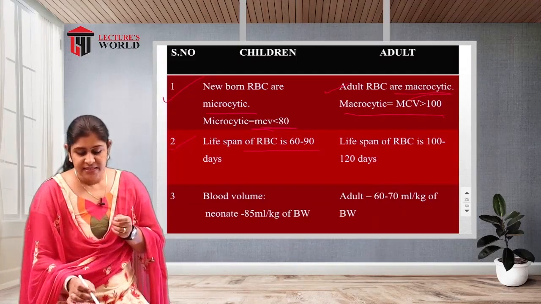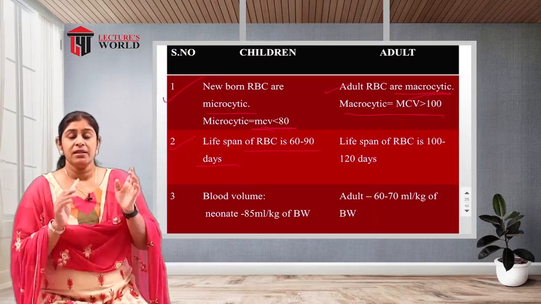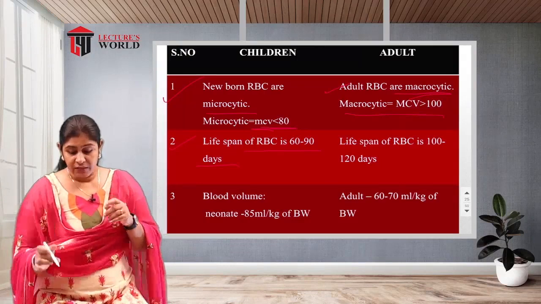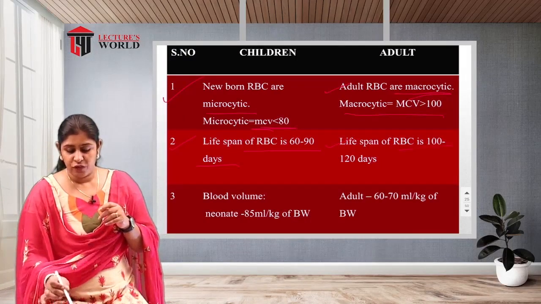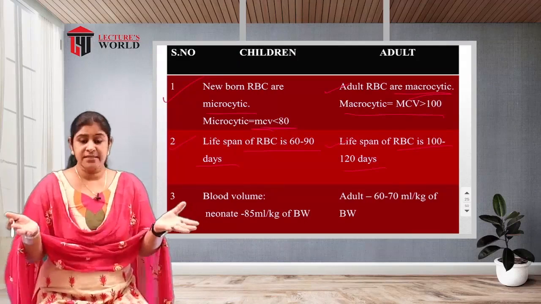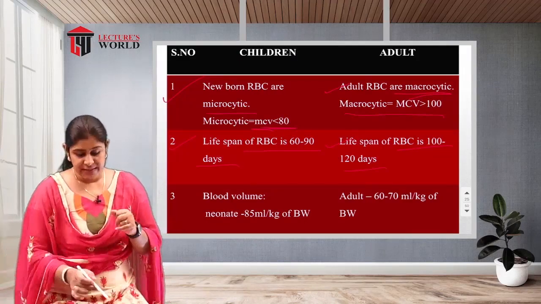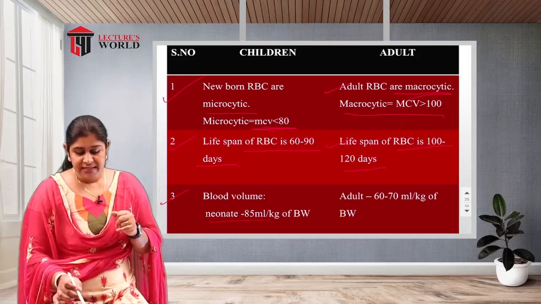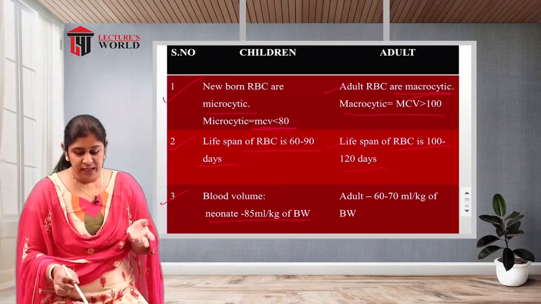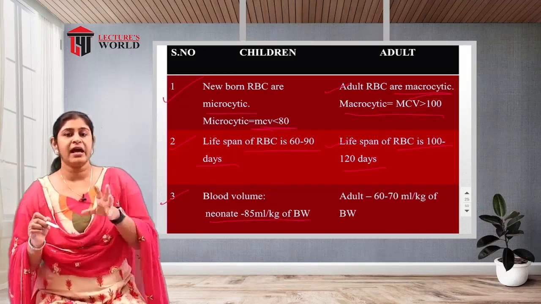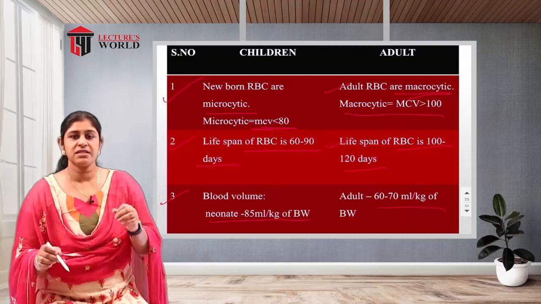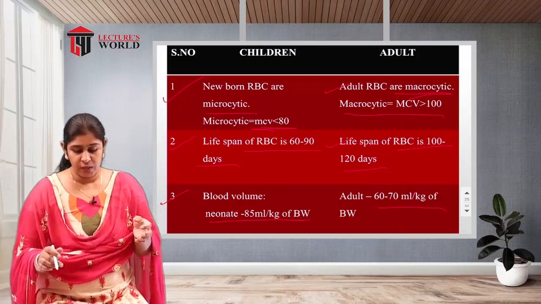Lifespan of RBC is 60 to 90 days in children, whereas in adults the lifespan of RBC is 100 to 120 days. Blood volume: neonates have 85 ml per kg of body weight, whereas adults have 62 ml per kg of body weight.